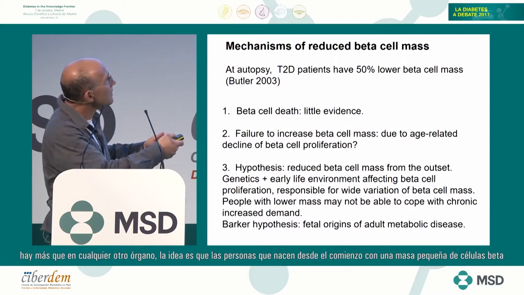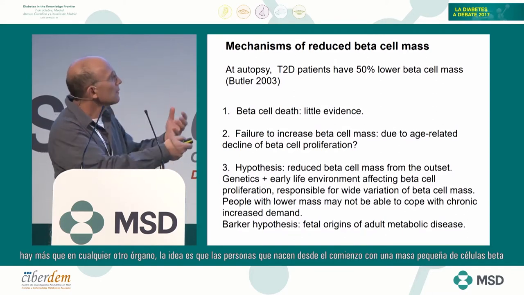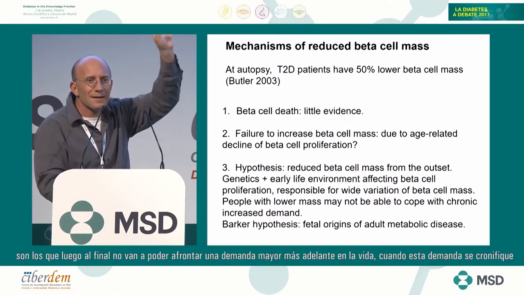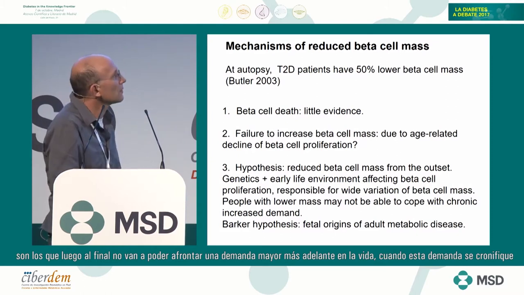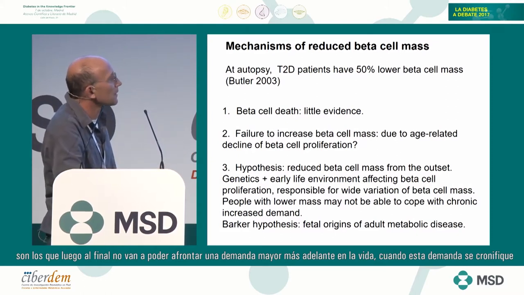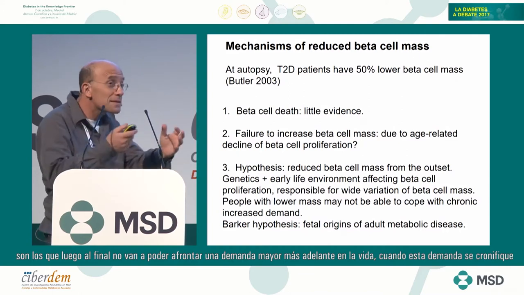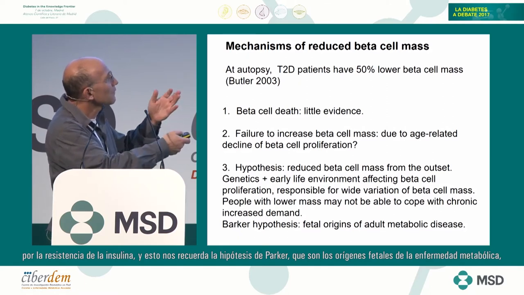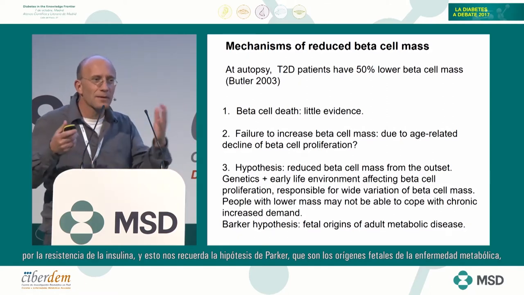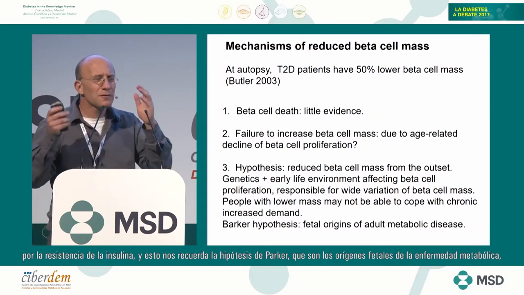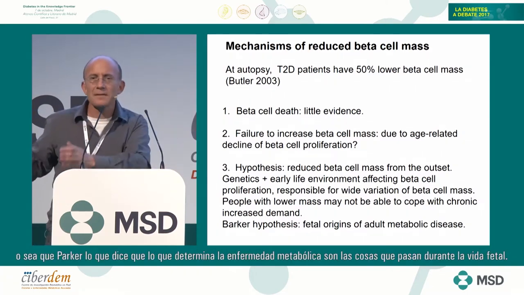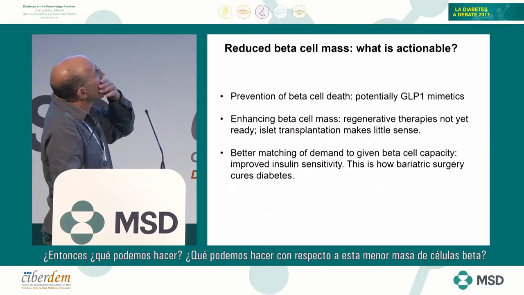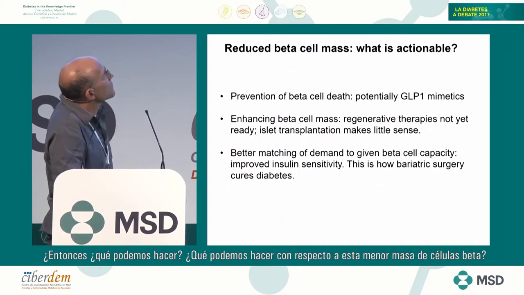And the idea is that those people that are born from the start with lower beta cell mass are the ones that may not be able to cope with increased demand later on in life, when there's chronic increased demand because of insulin resistance. This may remind some of you of the famous Barker hypothesis, the so-called fetal origins of adult metabolic disease. Barker hypothesized that much of what determines adult metabolic disease is events that take place during fetal life.